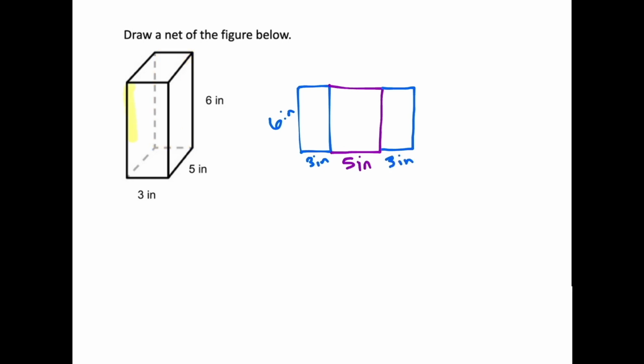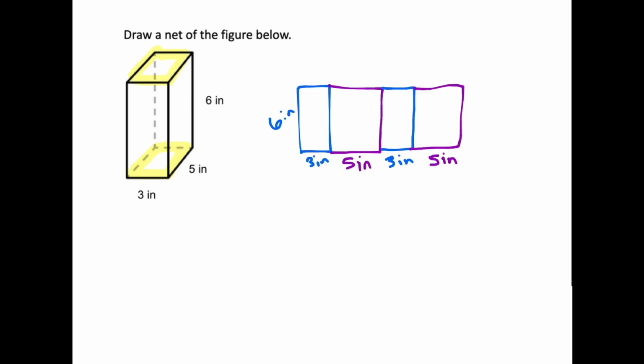Then finally we have the one on the left. That face is the same size as the one directly across from it. It still has the height of 6 inches, but it has the width of 5 inches. Now that we've gone through all the faces, we can go through the bases. This shape has 2 bases, one on the bottom and one on the top. They're the same size and have the same height and width.